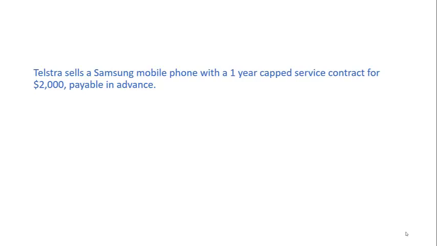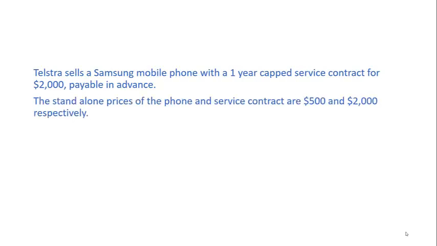And probably the best way of demonstrating this is with a simple example, such as the purchase of a mobile phone with a service contract attached to it. It's probably the transaction we're most familiar with. So here we have Telstra, which sells a good, a Samsung mobile phone, with a 1-year capped service contract. So it's a good and a service. And the total revenue on the transaction is $2,000, which is payable in advance.